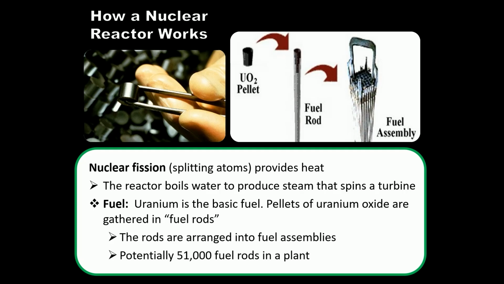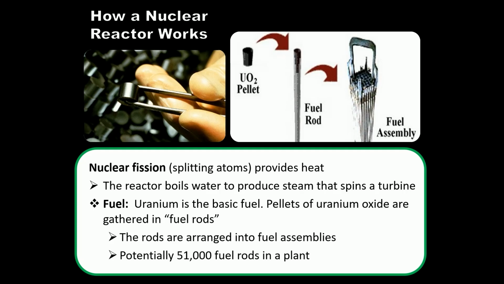So, these uranium chunks are refined into these nice cylindrical little pellets. See them there? And then those pellets are arranged into these fuel rods. And then the fuel rods are placed into a fuel assembly in this nice stack right here. And then those fuel rod assemblies are placed into the reactor chamber. There may be as many as 51,000 fuel rods in a power plant.